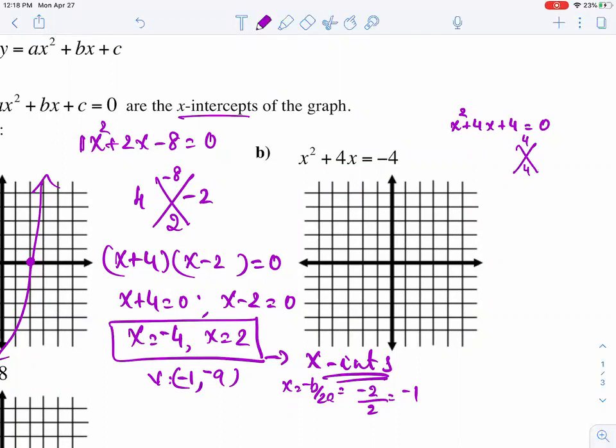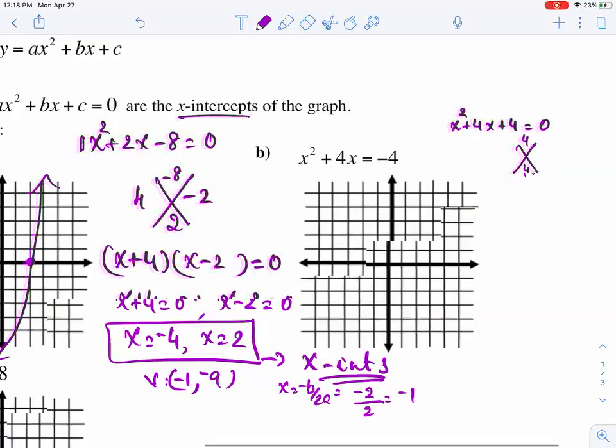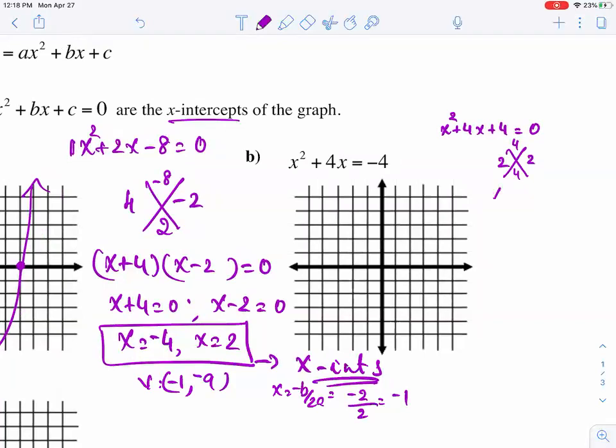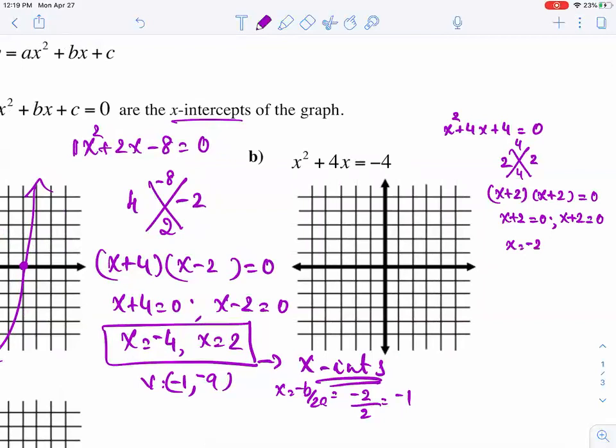Find two numbers that add up to 4 and multiply to 4. Two and two. That's correct. So you have (x + 2)(x + 2) = 0. You take the first factor equals 0, the second factor equals 0, and you end up getting the same answer.